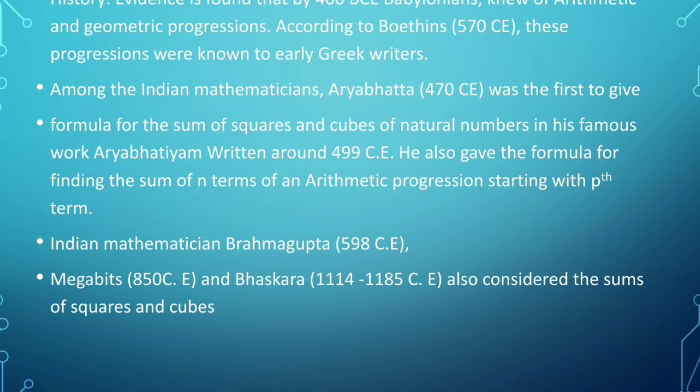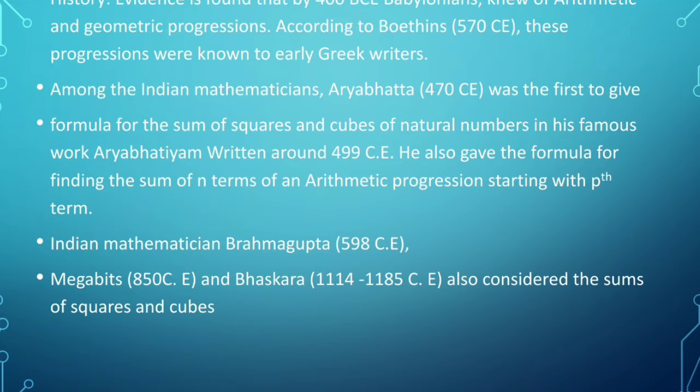Now, in history, we also have evidence that by 400 BCE Babylonians knew of the arithmetic and geometric progressions. According to some historians, these progressions were known to early Greek writers. Among the Indian mathematicians, Aryabhatta was the first to give the formula for the sum of the squares and cubes of the natural numbers in his famous work Aryabhatiya, written around 499 CE.